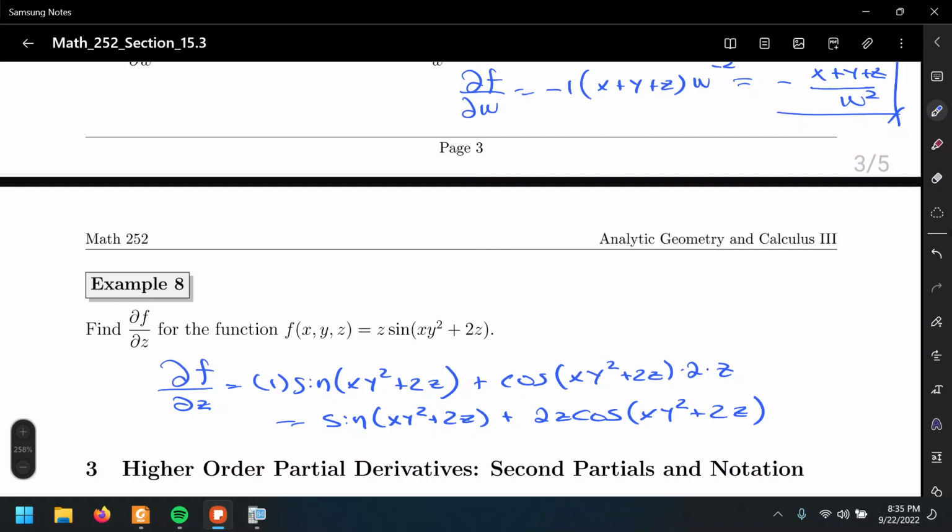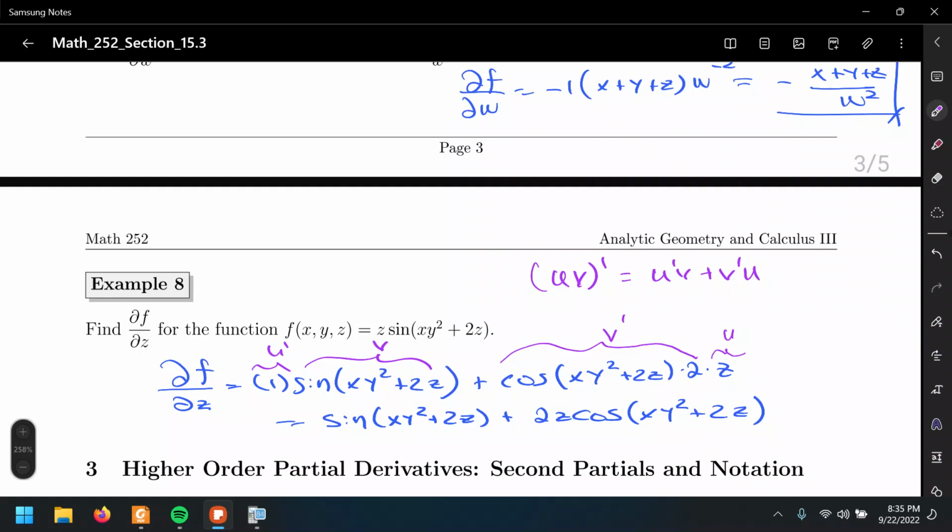Where did you get that last z from? From the product rule, let me write it again. That's u v prime, that's u prime v plus v prime u. So this is u prime, this whole thing is v, and this is v prime, and this is u. So it's the derivative of the first factor times the second factor without differentiating, plus the derivative of the second factor times the first factor without differentiating. Right?